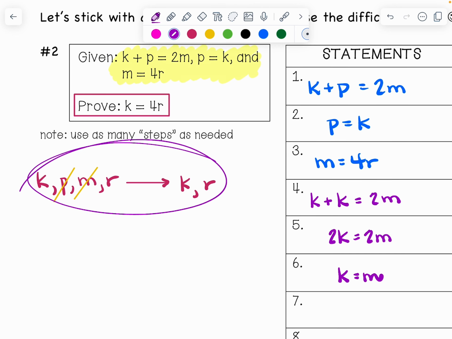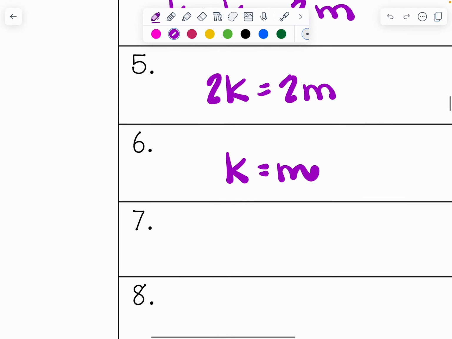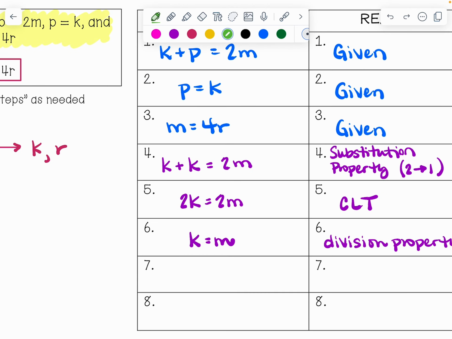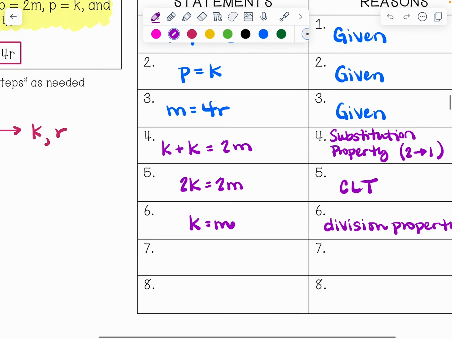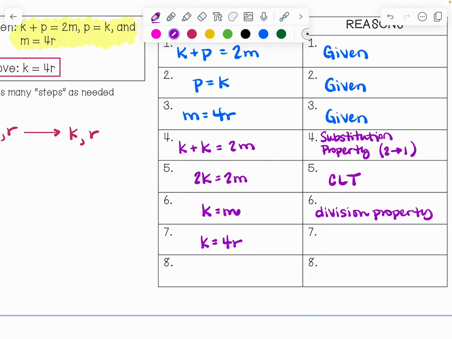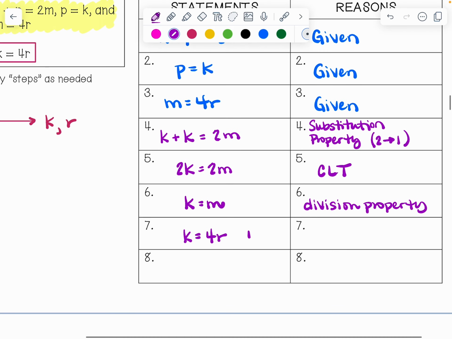So now, again, I always want to revisit my analysis over here. So I'm not quite done, because I need K equals 4R. So I only want K's and R's, and right now I have a K and an M. So I've got to get that M out of there. So I'm going to go back up to all my clues, and I notice right here, luckily, that 4R is equal to M. So everywhere I see an M, I can substitute in a 4R. And that is going to do it, because now I can write K equals, but instead of M, I'm substituting a 4R in its place. And that is what I was trying to get to.